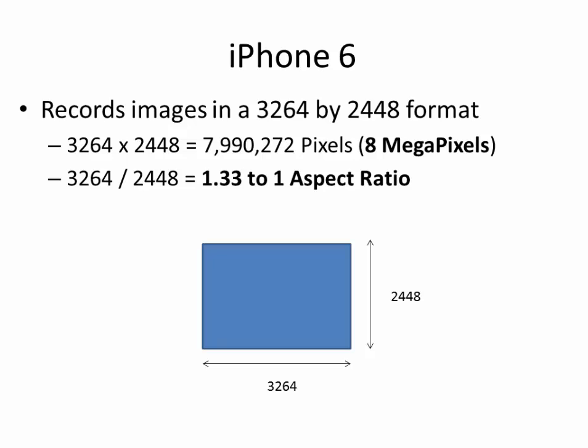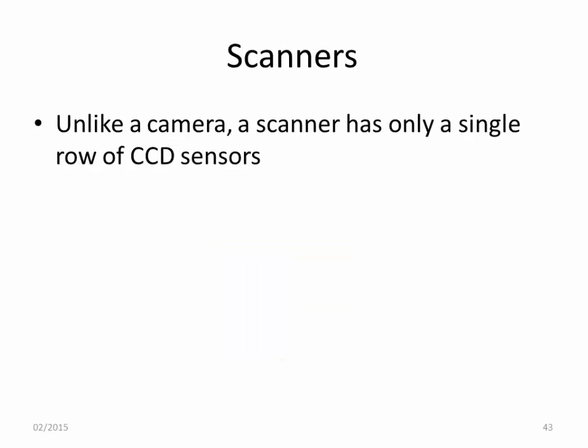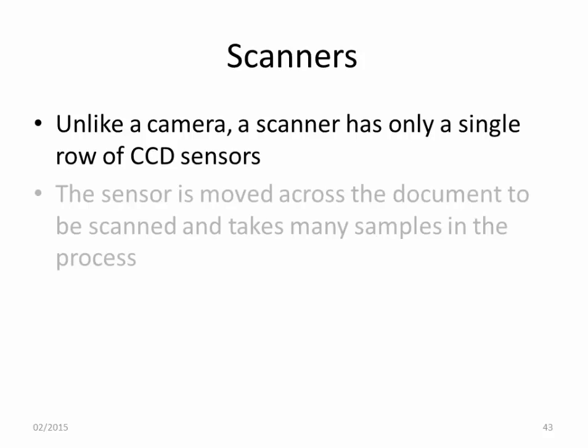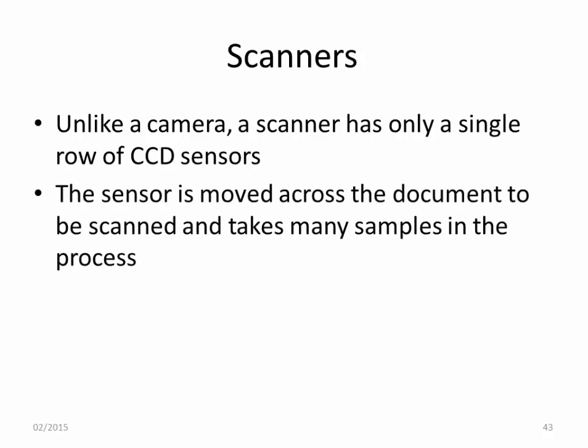Okay, so that's kind of all the magic going on in a camera. A scanner's a bit different because, unlike a camera, the scanner just has a single row of things that it can use to sense your image. It doesn't have a whole matrix of them, but just has one big long one. And so the sensor has to be moved basically across the face of the image so it can take multiple samples throughout the whole image to be able to recreate the document in total.